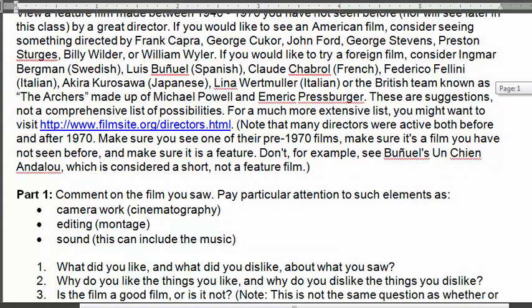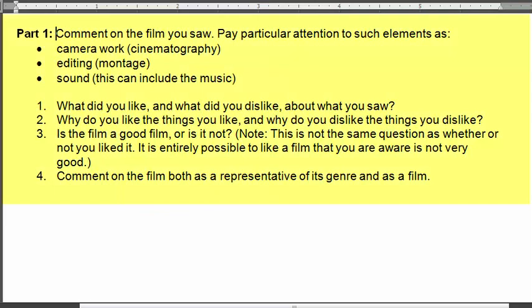Okay, here are the directions. The paper has three parts. In part one, you comment on the film you saw. Pay particular attention to such elements as camera work, which is cinematography, editing, montage, sound, which can include music. But there are many other elements, as you know, as a film student, that you can comment on. Scene design, costumes, special effects, and so on. Whenever you're doing this commenting, you must address these four questions.